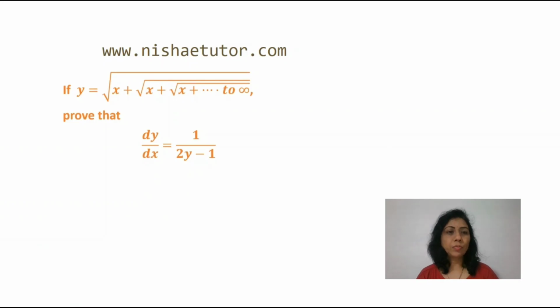Namaste. In this video, we are going to solve this differential problem. If given y is equal to square root x plus square root x plus square root x infinite times, prove that dy upon dx is equal to 1 upon 2y minus 1.